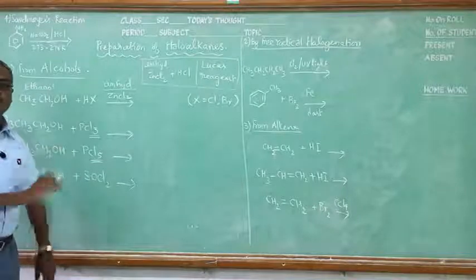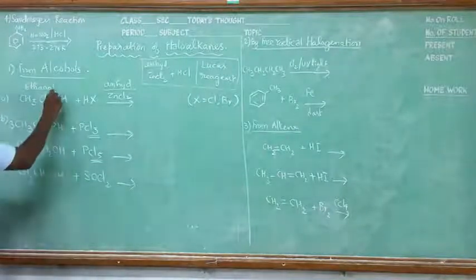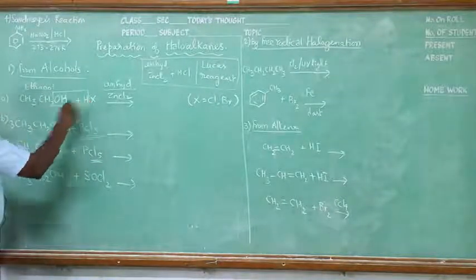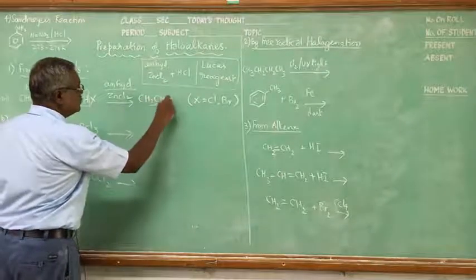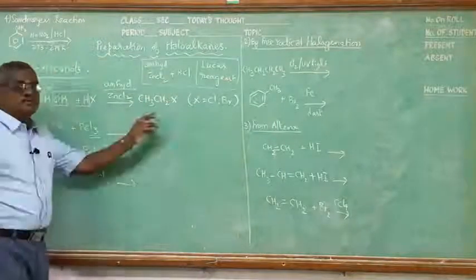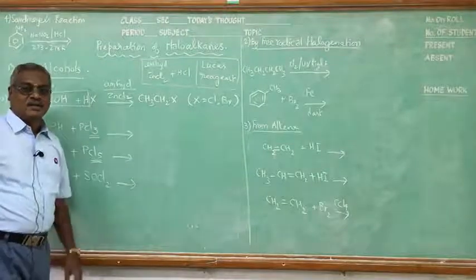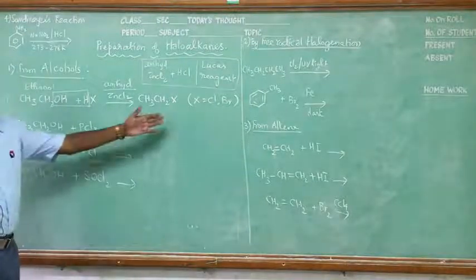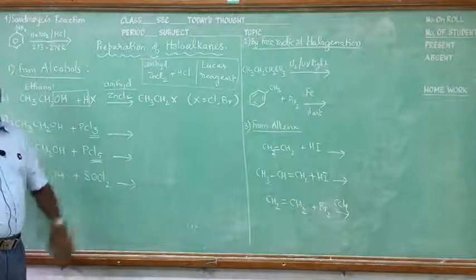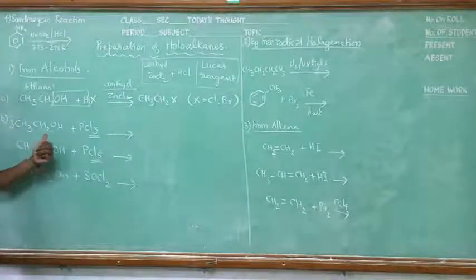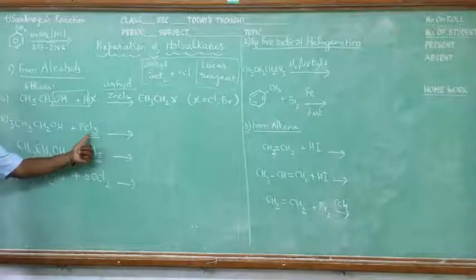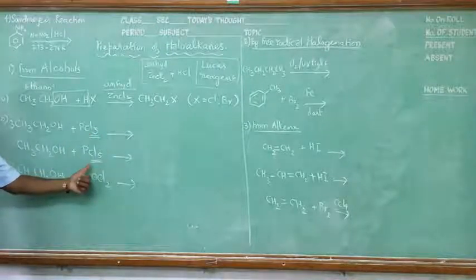If you treat it with the Lucas reagent, it removes a water molecule. So what is remaining? The remaining will be CH3CH2X, where X may be chloride or bromide. So the haloalkanes can be prepared. Then the second method is the same alcohol treated with PCl3, phosphorus trichloride, or PCl5.